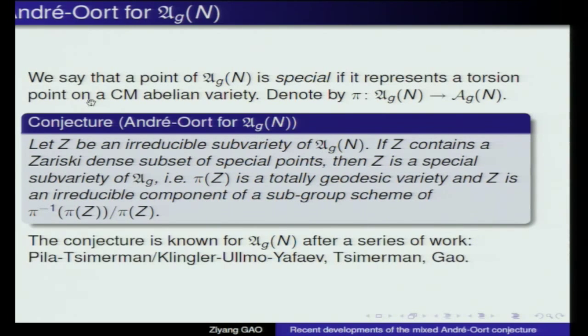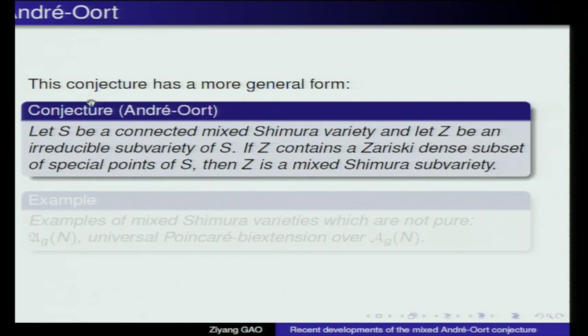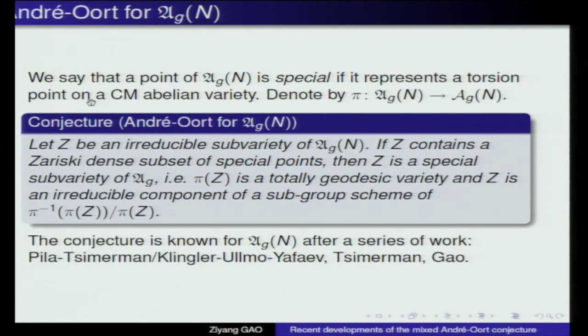This conjecture was proved, I think, 3 months ago, after a series of work. So you can either use Pila-Zannier or Klingler-Ullmo-Yafaev, and the lower bound proved by Zimmermann 3 months ago, and my contribution is to generalize everything from the pure Shimura variety case to the mixed Shimura variety case.